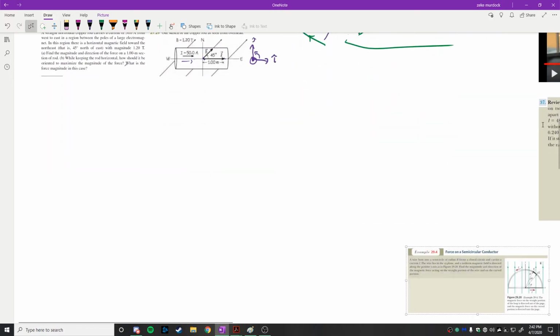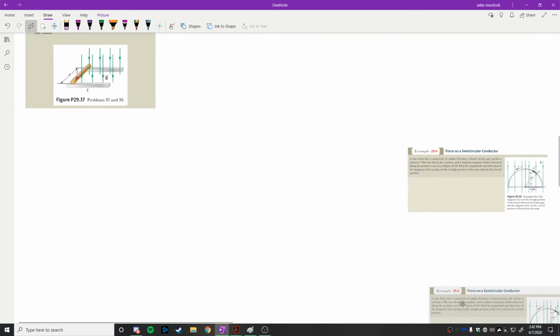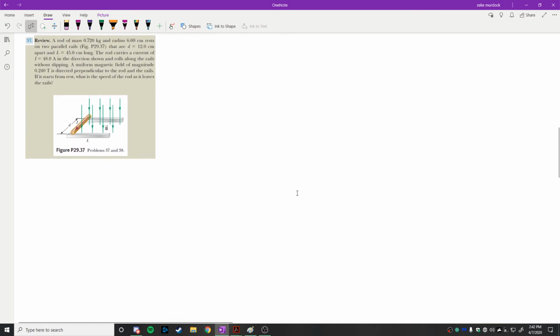This one's tricky. I think you guys have a problem like this either on this homework or the next one. Well, maybe not exactly like this, but this is the same principle. So here's the problem. A rod of mass 0.72 kilograms and radius 6 centimeters rests on two parallel rails. They're 12 centimeters apart, and the rail is 45 centimeters long. The rod carries a current of 48 amps in the direction shown and rolls along the rails without slipping.